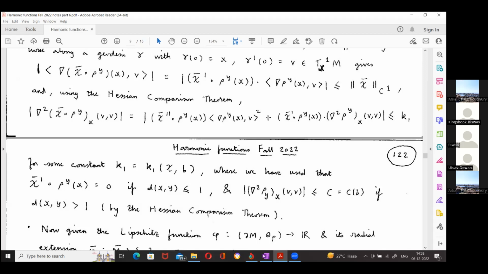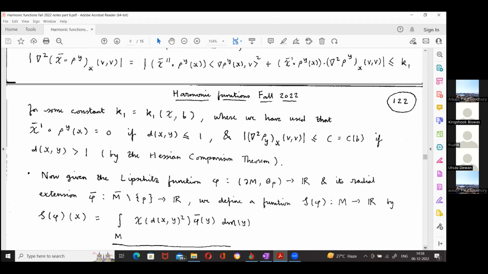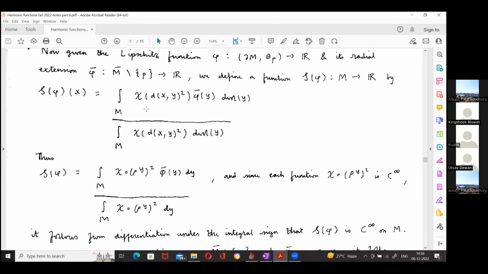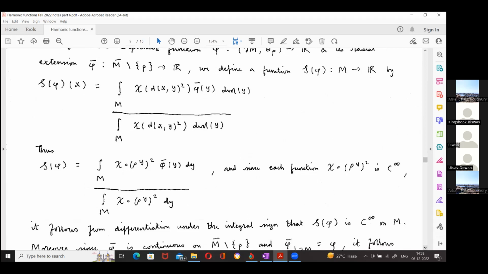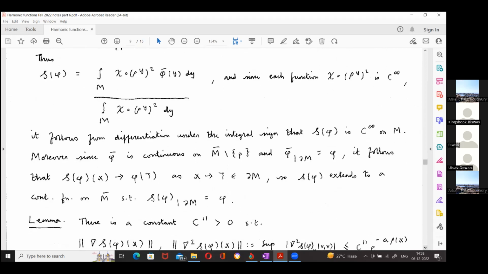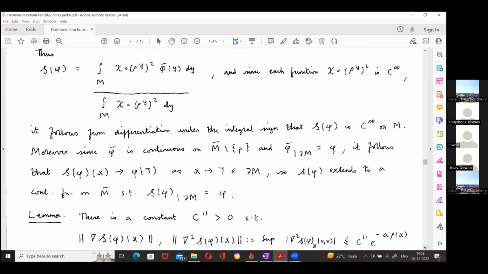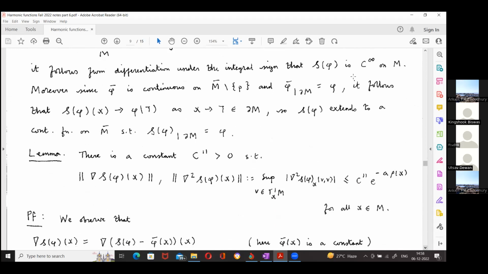So now we can estimate. We define this function S phi. This is the definition that we gave earlier. This function S phi is C infinity on M, and it converges to phi of xi as x tends to xi in boundary M. So it's a continuous function on M bar whose boundary value is equal to phi.